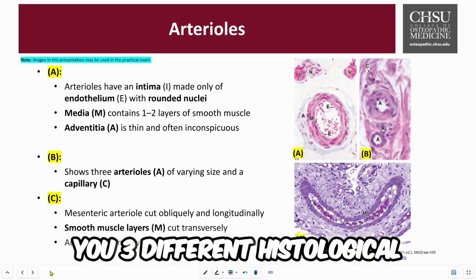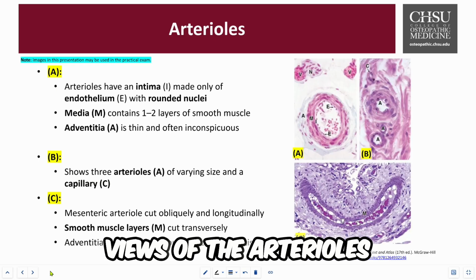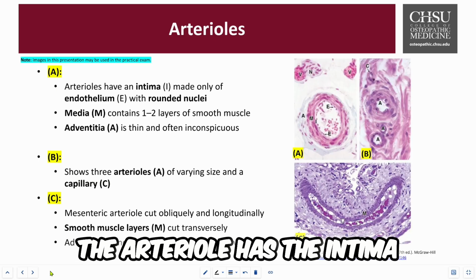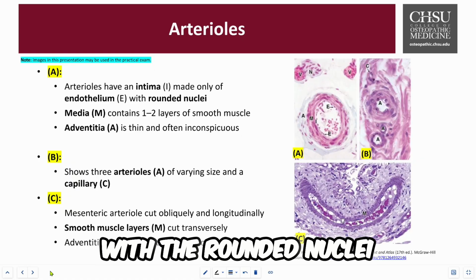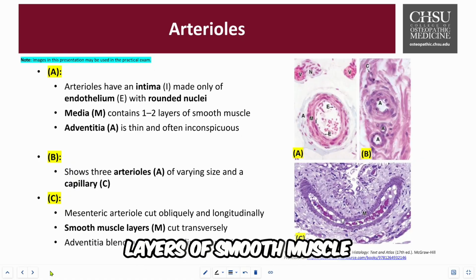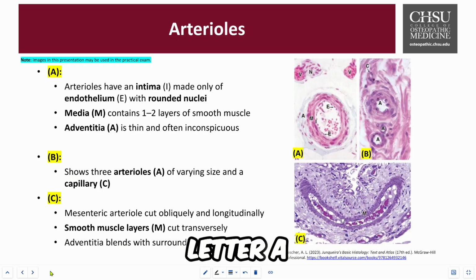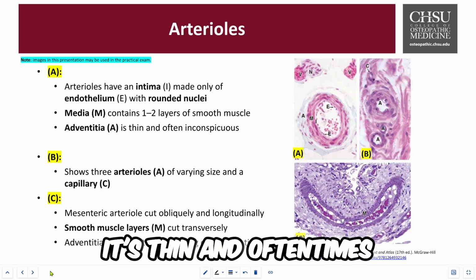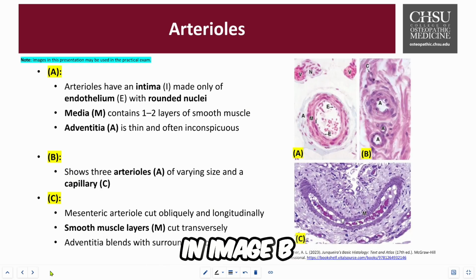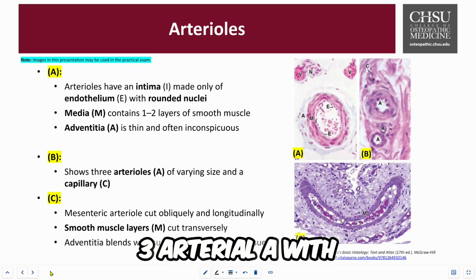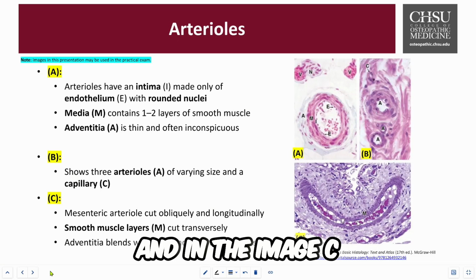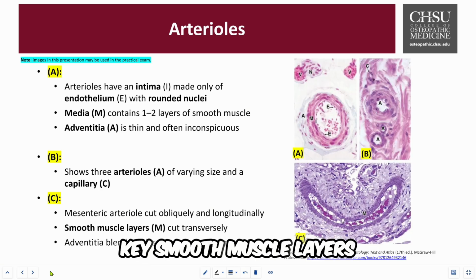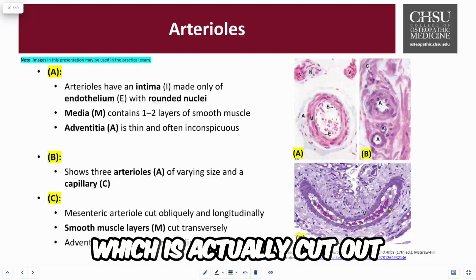This slide here shows you three different histological views of the arterioles. In image A, you can see that the arteriole has the intima, letter I, and is made up of the endothelium, the E, with rounded nuclei. The media, which is M, contains 1 to 2 layers of smooth muscle, and then the adventitia, letter A, is thin and oftentimes inconspicuous. In image B, you can see three arterioles, A, with varying sizes, and capillaries, C. And in image C, you'll be able to see some of the key smooth muscle layers in M, which is actually cut out.